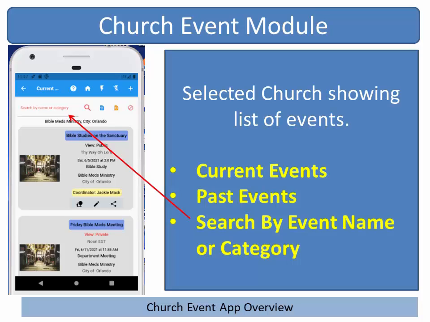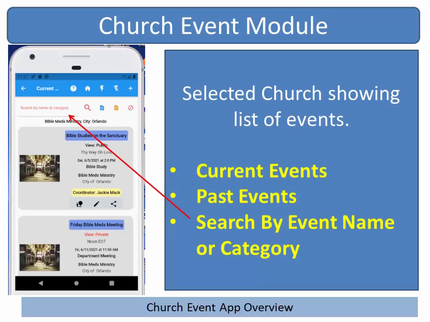This screen will list the current events for the church or the organization that you have assigned as your home church. If you don't have any, then you will see all other churches' events here. And the main thing is that this is a list of the current events. You can click on it. You have buttons to look at past events and so forth.